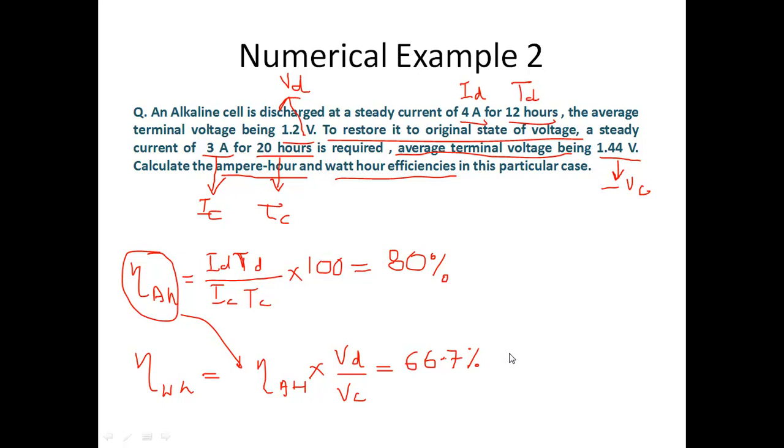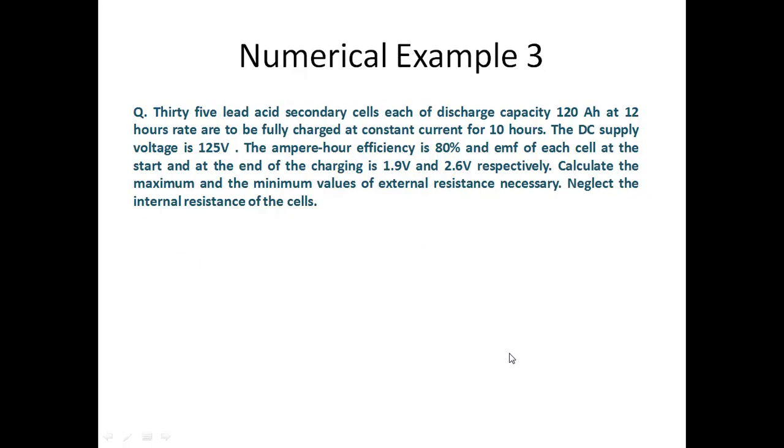Now we move on to the next question. Now this is a tricky question. You have to first understand what the total question is asking. So it starts with 35 lead acid secondary cells, each of discharge capacity 120 ampere hour.